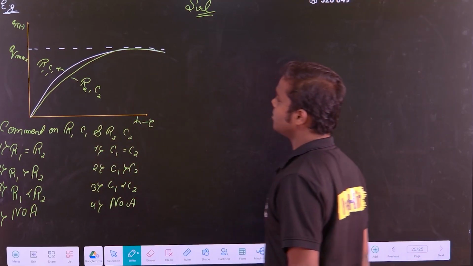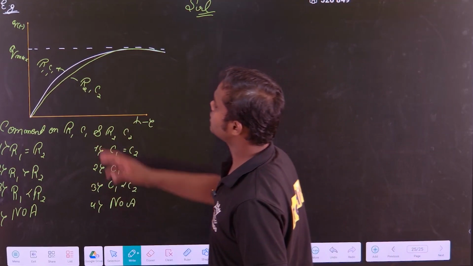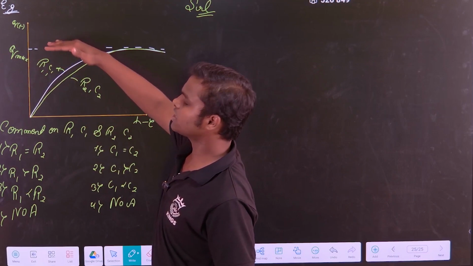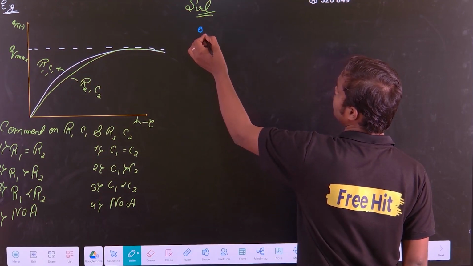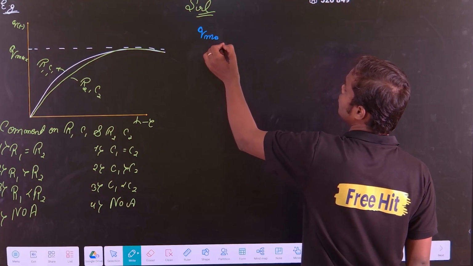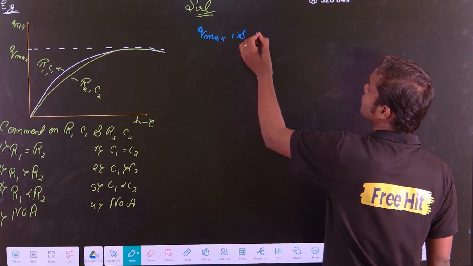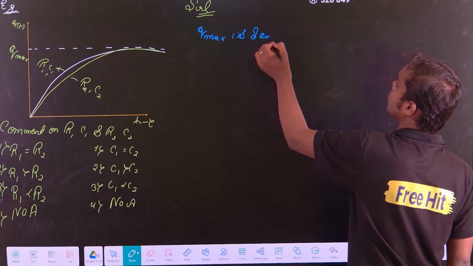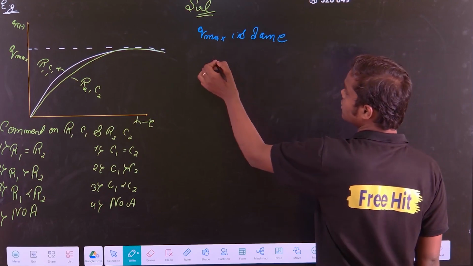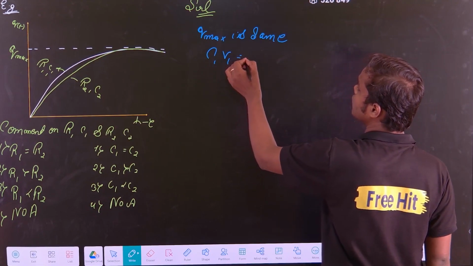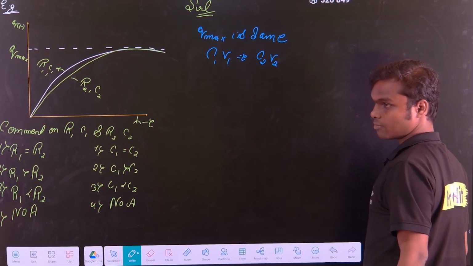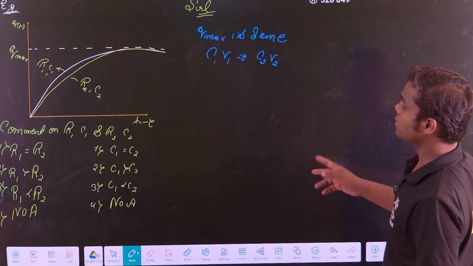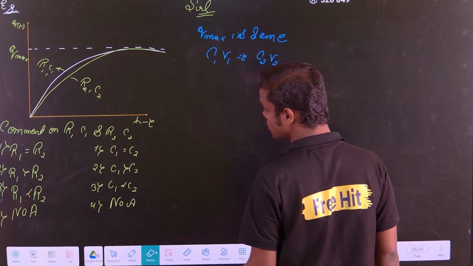You can see that for both circuits, Qmax is the same. What is the Qmax formula? That is C into V. So I can say C1 V1 is equal to C2 V2. And the important thing is that they are both connected to the same potential.